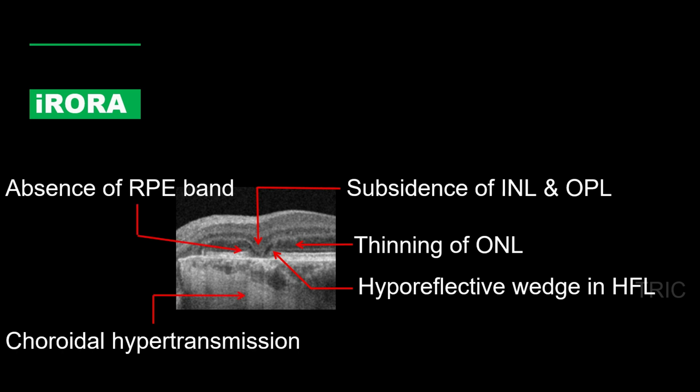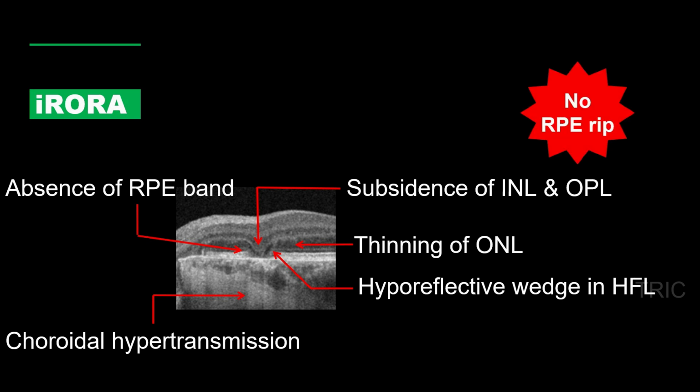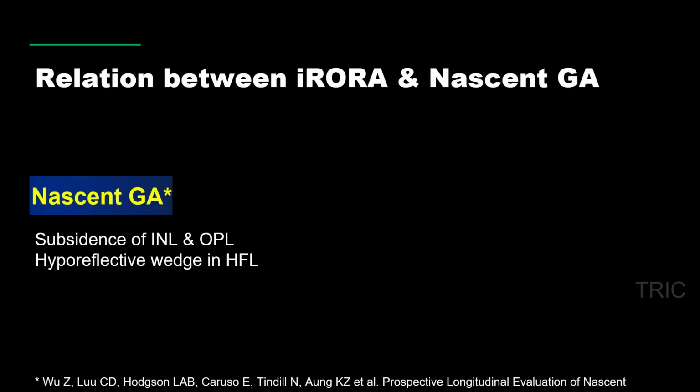So this is another example of iRORA. We need to note that, like cRORA, there should not be any RPE rip in iRORA, and iRORA, by definition, may be present with or without choroidal neovascularization.